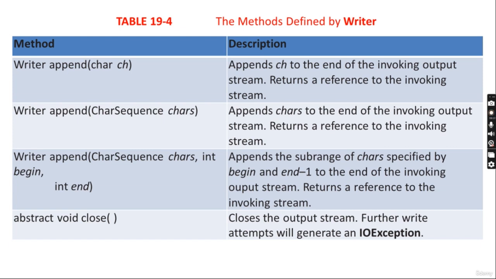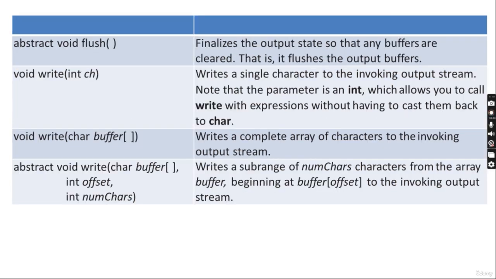Then abstract void close() closes the output stream. Further write attempts will generate an IOException. After closing, if you try to write, it will generate an IOException. Abstract void flush() finalizes the output state so that any buffers are cleared, that is, it flushes the output buffers.